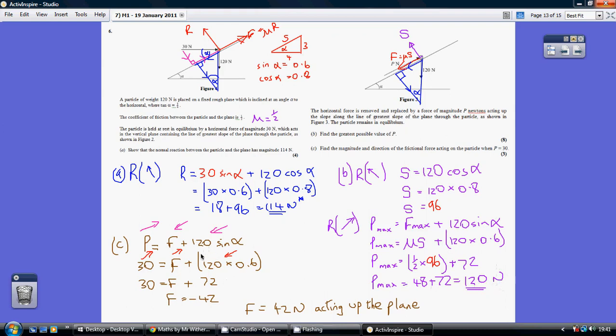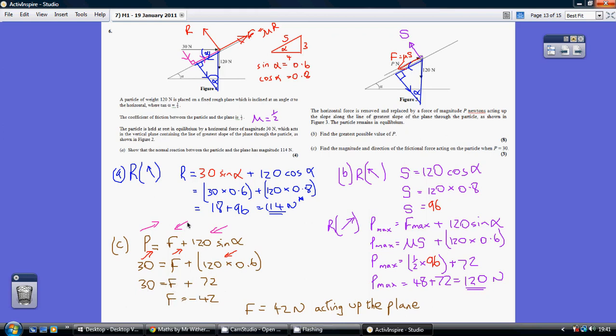Now for part C, let's kick off assuming that the force up the slope P equals the force down the slope F plus 120 sin theta, the blue force down the slope. So that's why I put these pink things in here. We know that the magnitude of the force up the slope is 30, equaling our unknown F plus, coming down the slope, 120 times 0.6. So in fact, for these to be equal, F has to be minus 42.